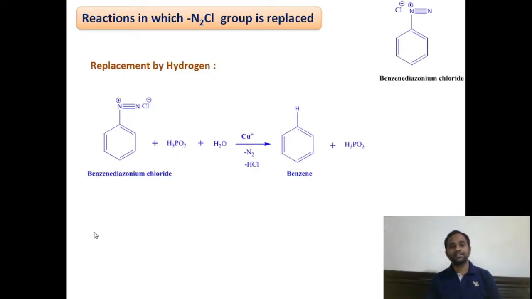You can see here, we can replace the N2Cl group by the hydrogen, that is replacement of N2Cl group by the hydrogen atom. That is, benzene diazonium chloride can be converted into benzene in this reaction. Right? You can see here this benzene diazonium chloride, when we treat it with the phosphorous acid in presence of cuprous ions, we will get the benzene as the product. Right?